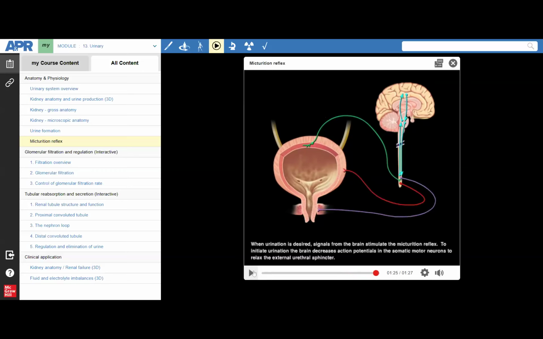So it's saying the signals are causing the external urethral sphincter to remain contracted, right? And so a decrease in signals is then going to allow it to relax. The micturition reflex is an autonomic.